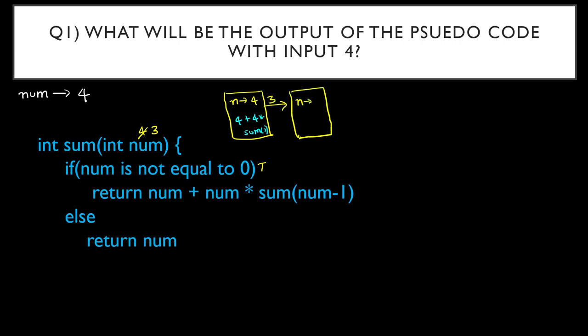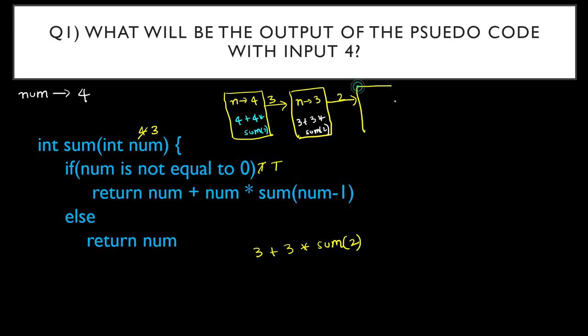Now the value of num will be 3, and again it will be checked. So since num is not equal to 0, that is, the value 3 is not equal to 0, in the second call also this condition becomes true. And now what we are going to return is 3 plus 3 into sum of num minus 1, which is 2. So essentially what we are returning here is 3 plus 3 into sum of 2. Okay, so again we are calling the function with the parameter 2 here.